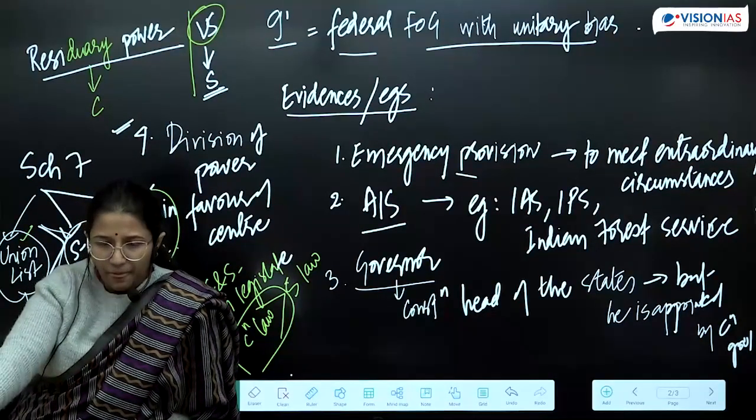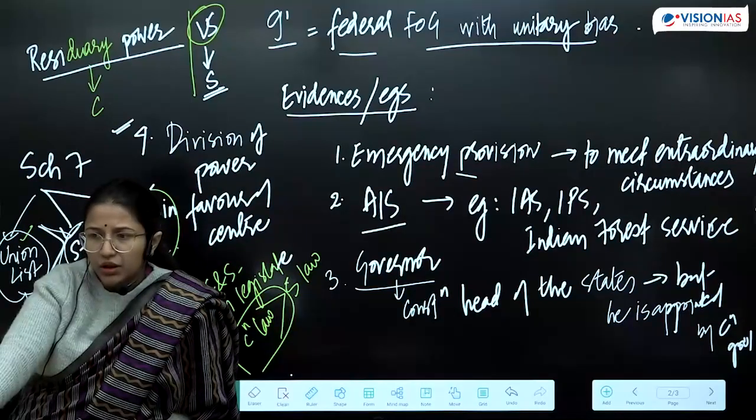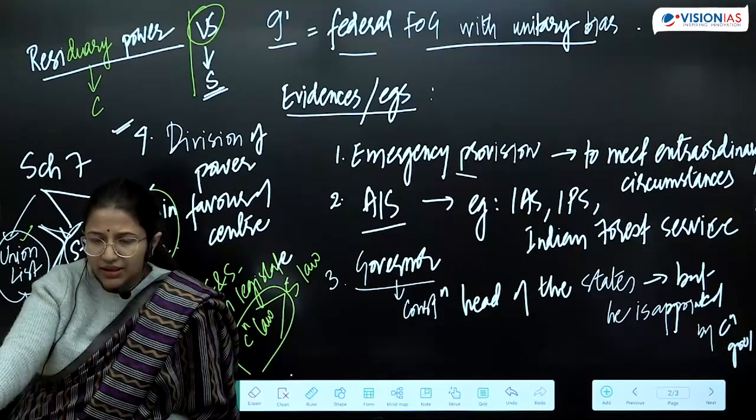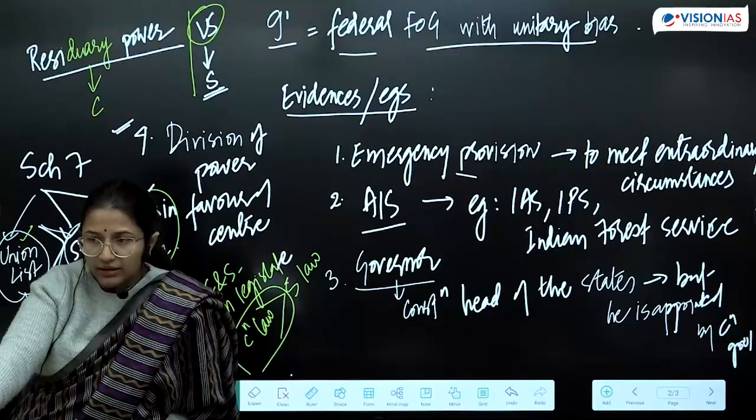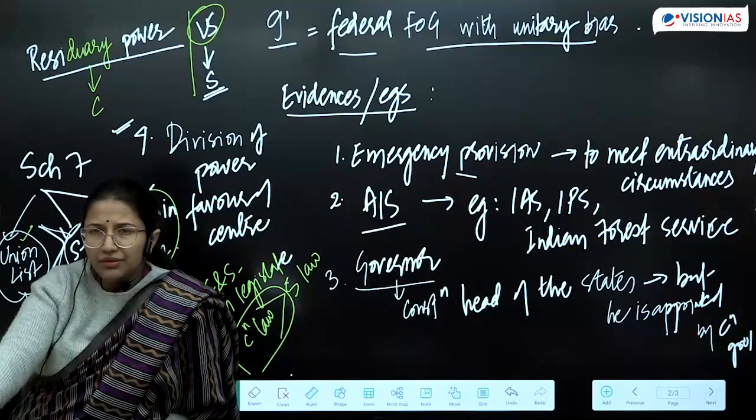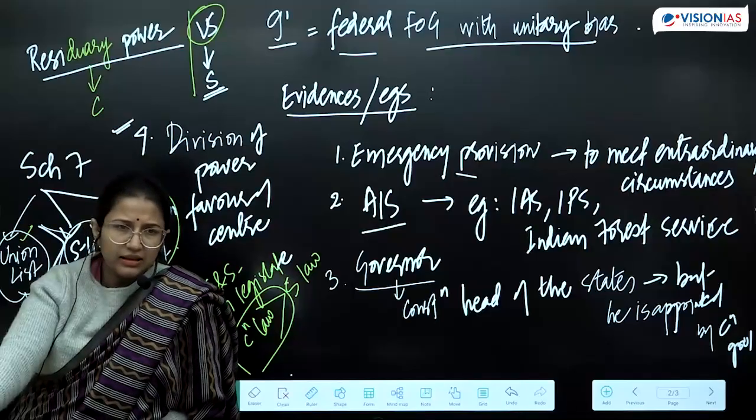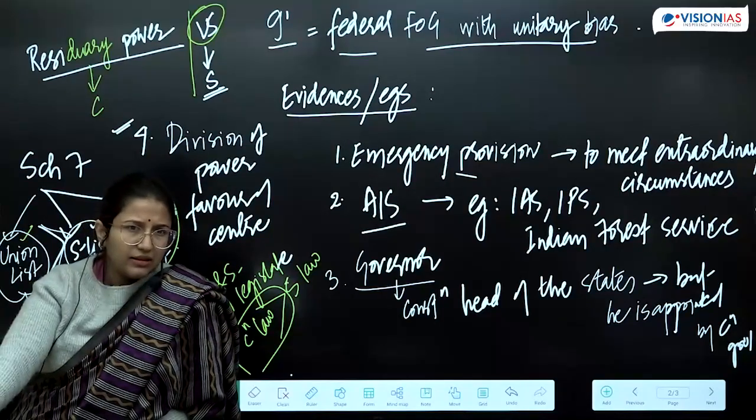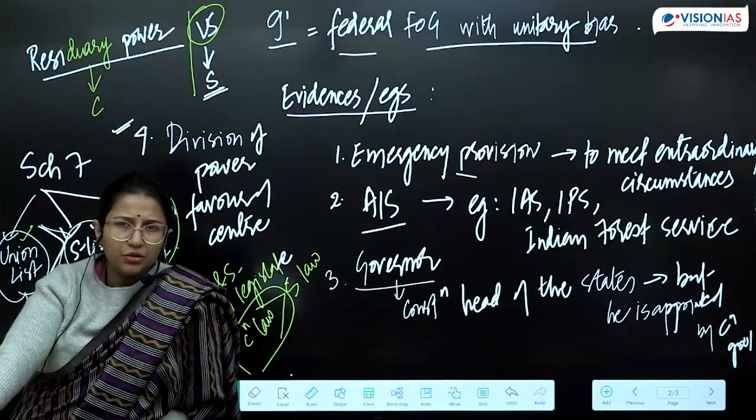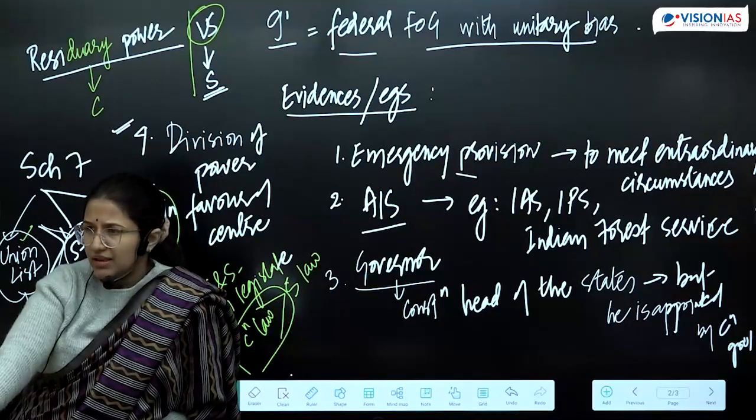Second, to integrate more than 500 princely states that existed during time of India's independence.